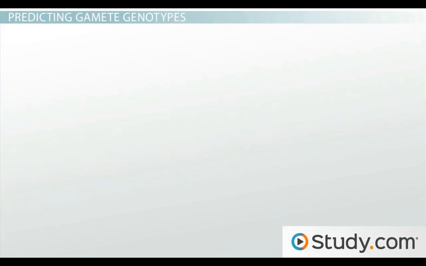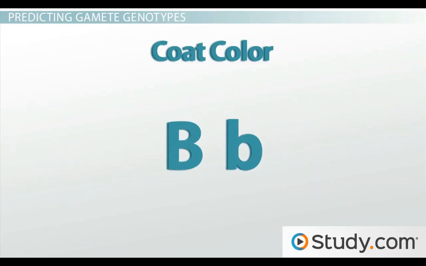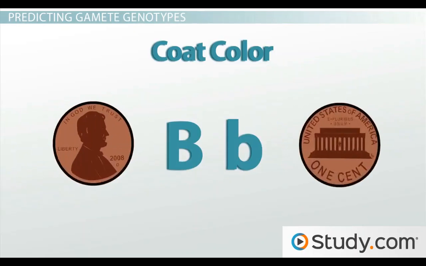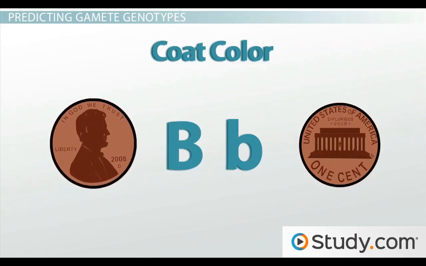Okay, let's consider the example of coat color just alone for a minute. We know that there are 2 alleles for coat color. We have big B and we have little b. And this is just like our coin, where we have heads or tails. Since there are only 2 possibilities, there's a 1 in 2 chance of getting one of the alleles, say big B, just like there's a 1 in 2 chance of flipping the coin and getting, say, heads.